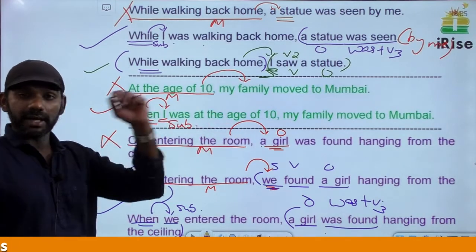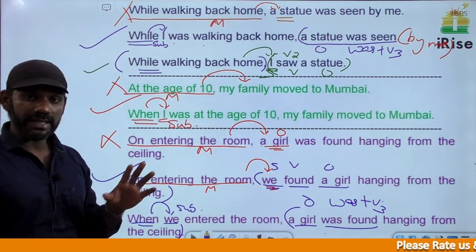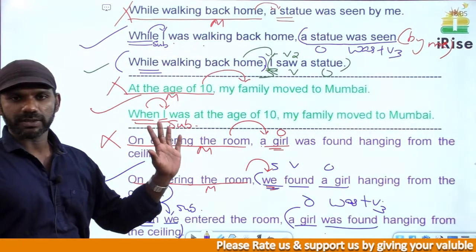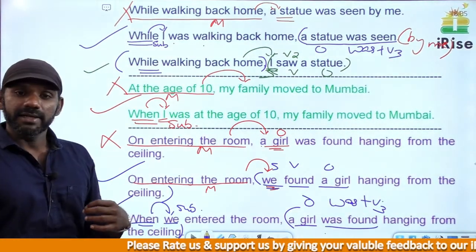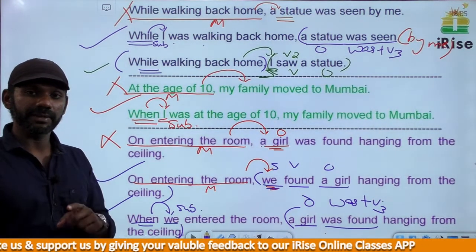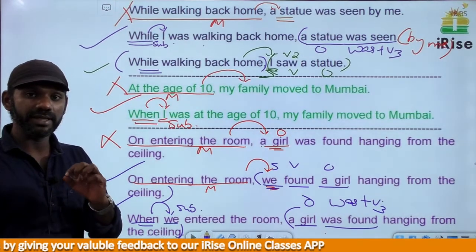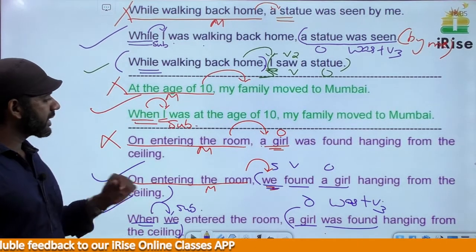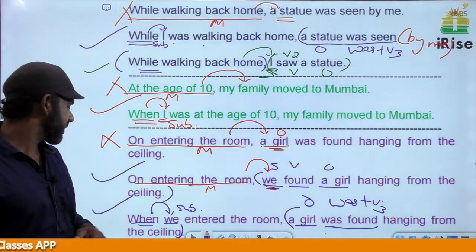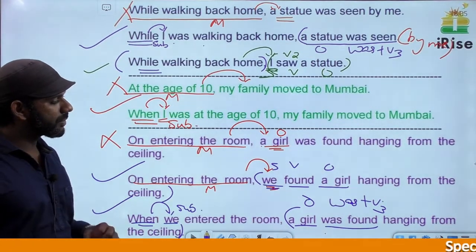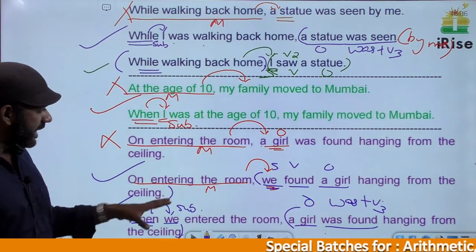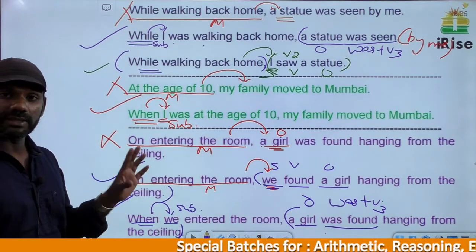These two sentences are grammatically correct. Both convey the same meaning. The only thing is the first one is in the active voice, the second one is in the passive voice. If I say, when we entered the room, we found a girl hanging from the ceiling, it becomes an error with redundancy. That subject we is getting used twice, right? So, on entering the room, we found a girl hanging from the ceiling. Grammatically correct, makes sense. When we entered the room, a girl was found hanging from the ceiling. Grammatically correct, makes sense. The same meaning, the only thing is one is in the active voice, one is in the passive voice.